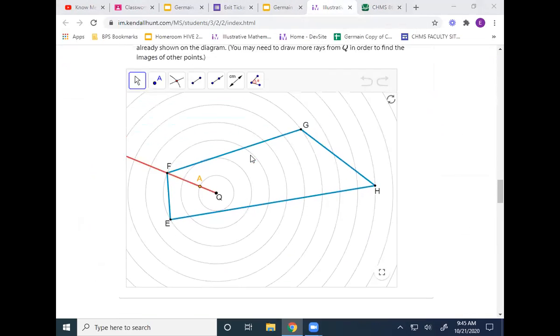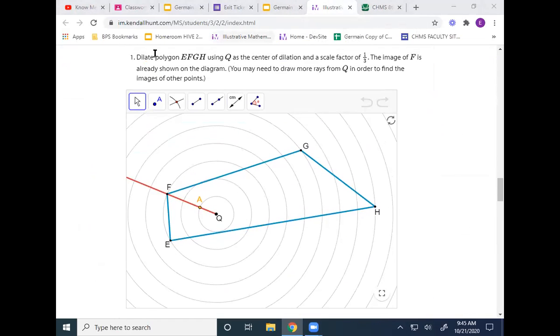So we're going to be looking at this app right here. And it says we need to dilate polygon EFGH using Q as the center and a scale factor of 1/3. Okay, so the image of vertice F has already been put on here and it's been labeled A. So we're going to need to dilate G by a scale factor of 1/3, H by a scale factor of 1/3, and E by a scale factor of 1/3. Let me show you how we're going to do that.